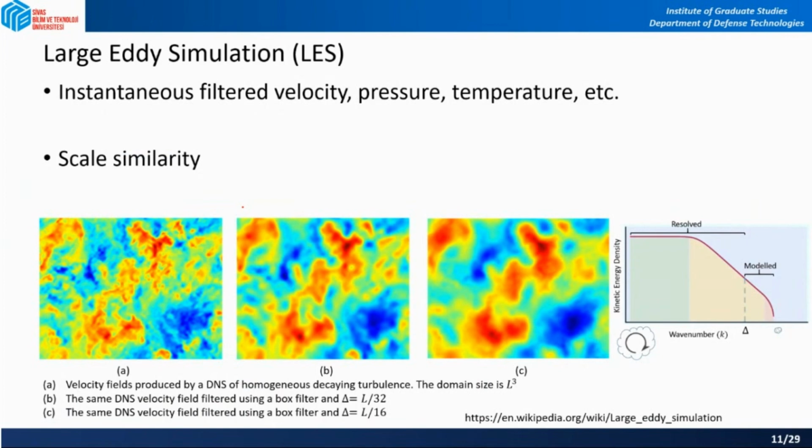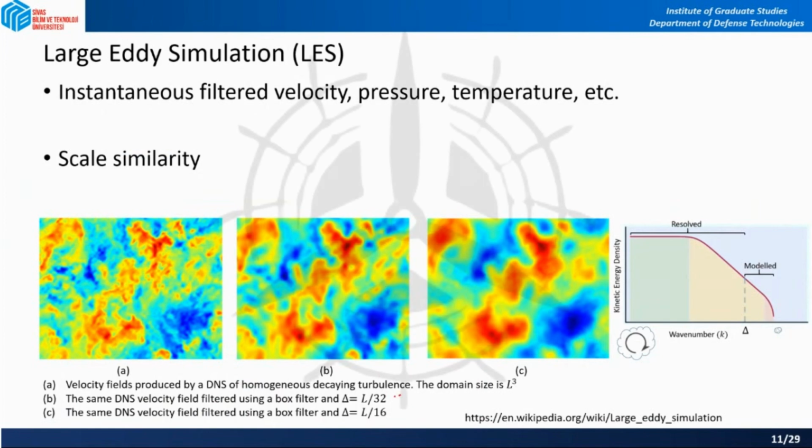The question is, okay, you have the left one, this DNS data. It is the instantaneous velocity field, which is available to you. What will it look like if you filter this? We said that if you use a certain filter width, for example, delta equal to L over 32, or if it is equal to L over 16, you will get two different filtered fields.